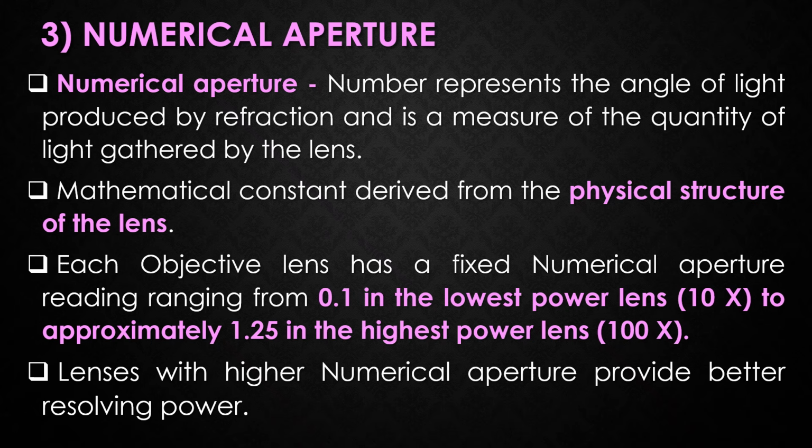Each objective lens has a fixed numerical aperture, with readings ranging from 0.1 in the lowest power or 10x lens to approximately 1.25 in the highest power or oil immersion lens, that is the 100x lens. And lenses with higher numerical aperture provide better resolving power because they increase the angle of refraction and widen the cone of light entering the lenses.